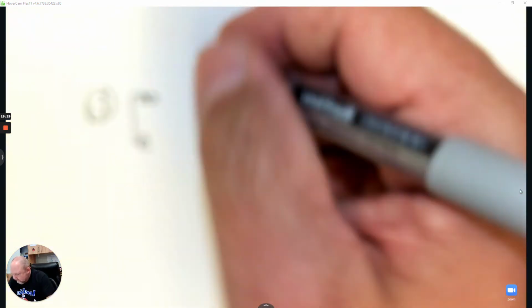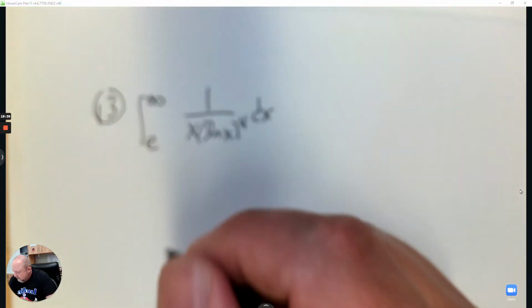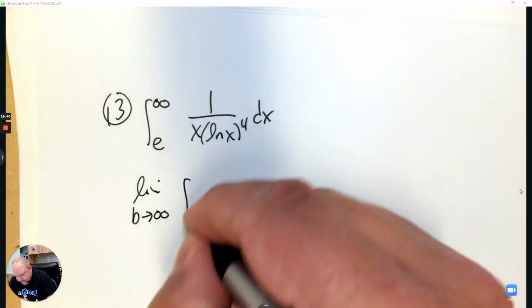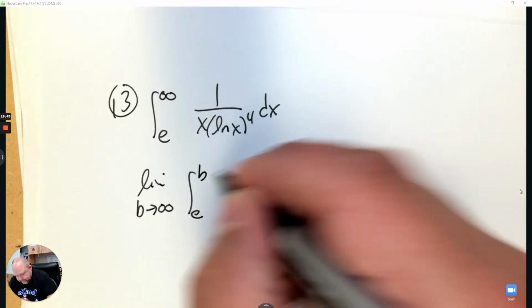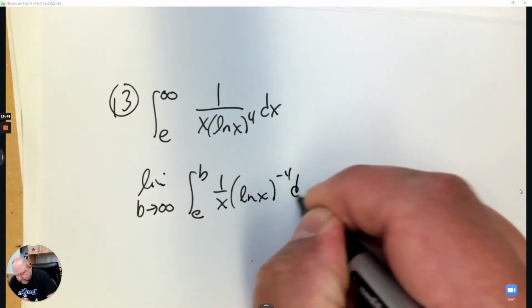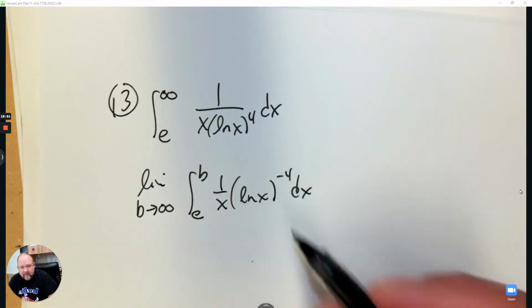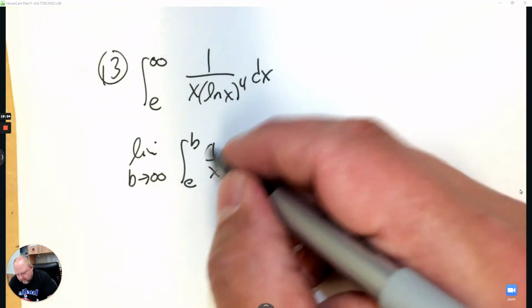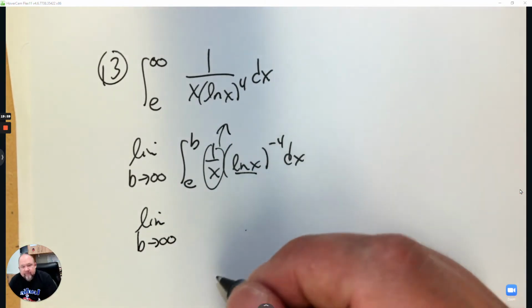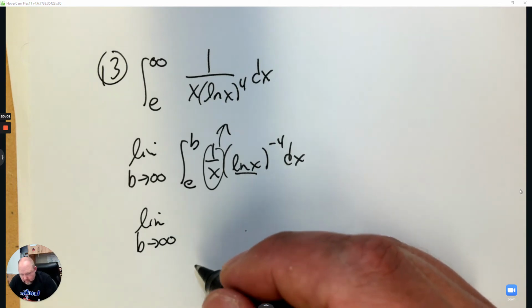Number 13. e to infinity, 1 over x times ln x to the 4th. So step number 1, we're going to write it as a limit. You can use b or a. e is a number. I'm going to write this so I can integrate it. So we have 1 over x and then ln x to the negative 4. The hook is 1 over x, so it's good. Keep writing the limit notation until the very end. And the end will either have an answer or the end will be it diverges.